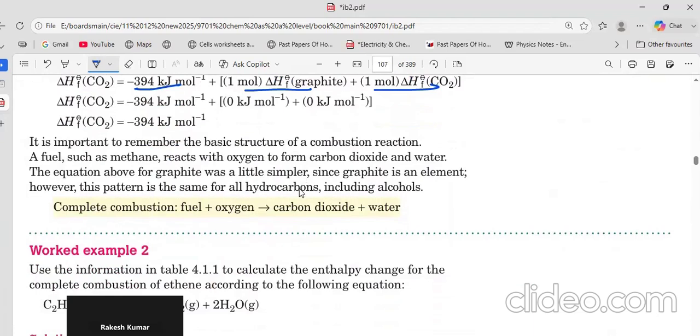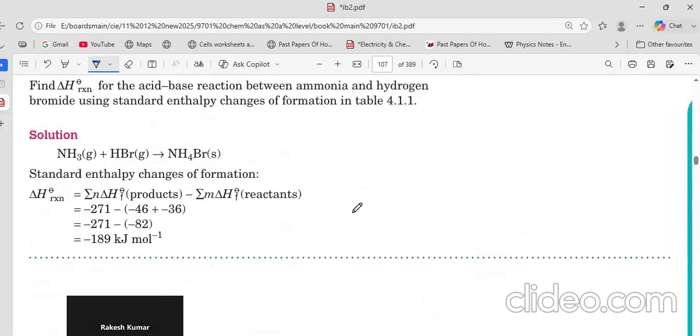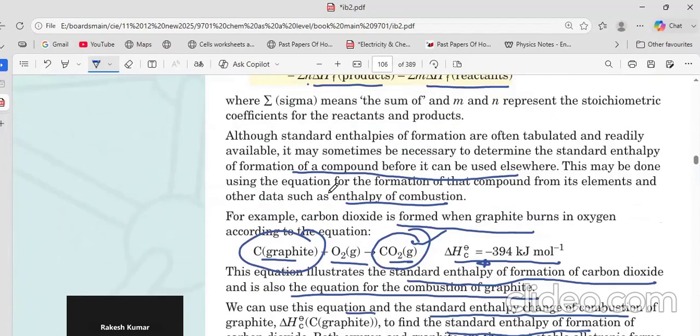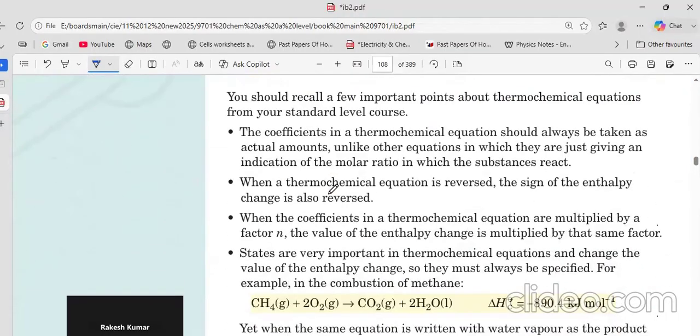It is important to remember the basic structure of a fuel reacting with oxygen. So this is how you find the equations of formation. And remember these states. The other thing we have to understand is that the coefficients are important here and should always be taken as actual, unlike other equations where you can use a molar ratio. Here we use the actual coefficients in thermochemical equations.